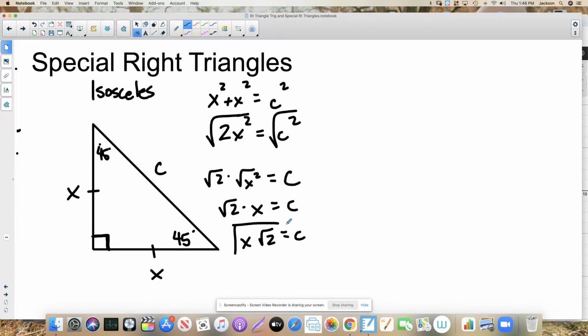So here's what we get for the length of the hypotenuse in terms of x, right? We get x radical 2. So in a 45, 45, 90 right triangle, special right triangle, the ratio of the sides is x to x to x radical 2. Okay, let's look at some examples.